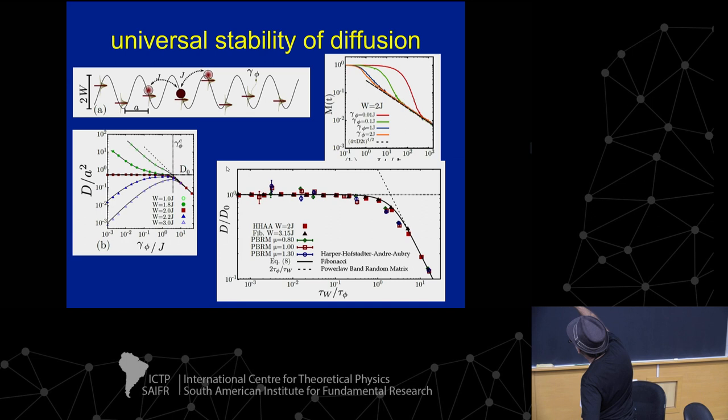That's the decoherence strength. As you move the decoherence strength, there is a whole region where the diffusion does not depend on the decoherence strength, until the decoherence is so strong that it does not allow an excitation to jump to the next neighbor. When the individual jump is interrupted, that's when you are going to notice that decoherence is there. But this is a completely universal feature of diffusion.